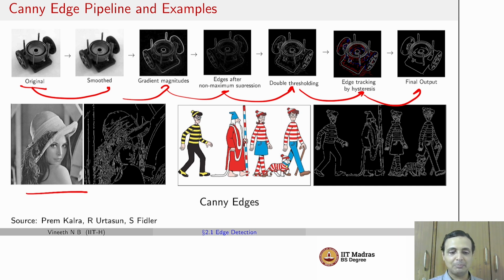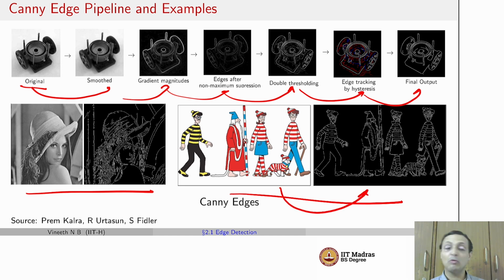Here are a few more examples of applying Canny edges, and you can actually see that for these kinds of images, they do a fairly good job in extracting the edges in a fairly cohesive way across various artifacts in the image.